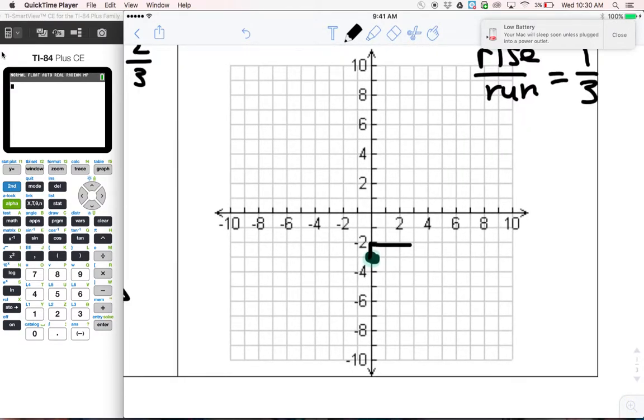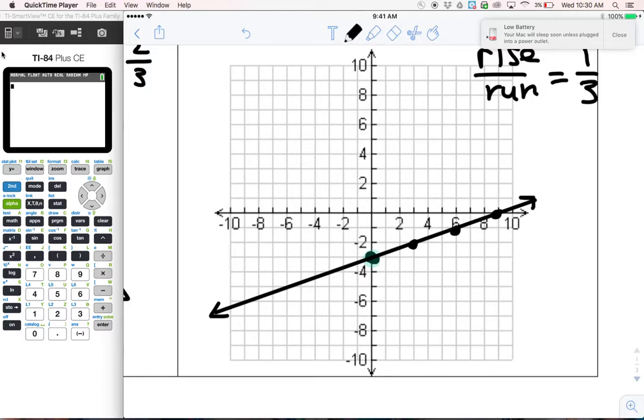I went up this time because it was a positive 1/3, and that's going to create a positive slope when I do that. Up 1, right 3, up 1, right 3. You only need 2 points to graph a line, but you can always get more if you have space. And that's my line. I'm going to erase these little step-looking things. There we go.